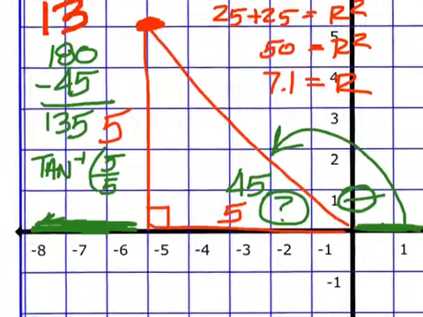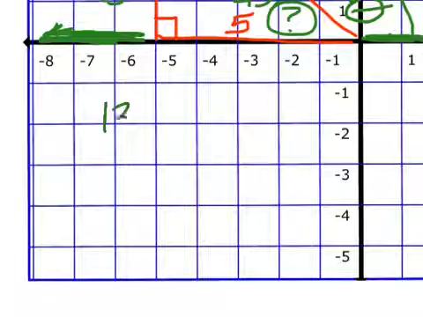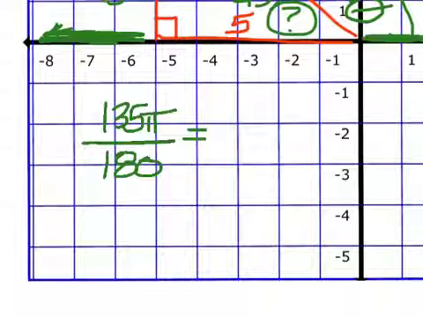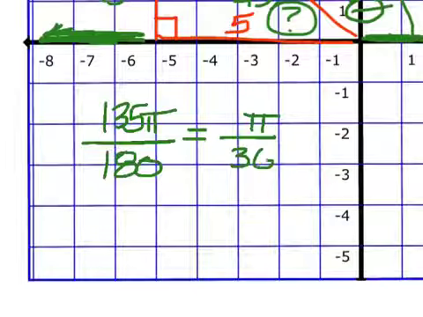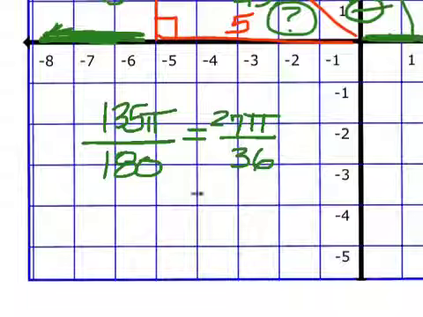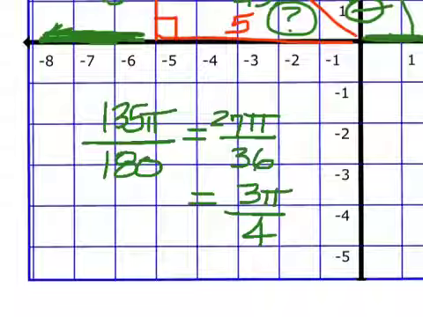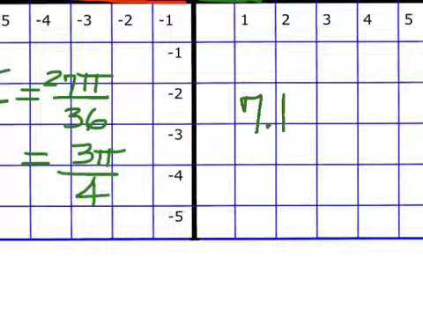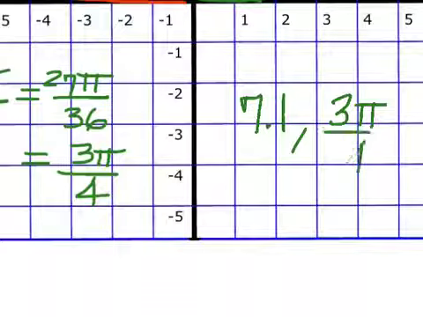Now we have to change that 135 to radians. So 135 pi over 180. You can cut this down by 5s to start with and be left with pi on top and 36 on the bottom. 5 goes into 120 times and then into 35 7 times. So it should be 27 pi over 36, which reduces down to 3 pi over 4. Now don't forget that the r value was 7.1. So you would write 7.1, comma, 3 pi over 4.